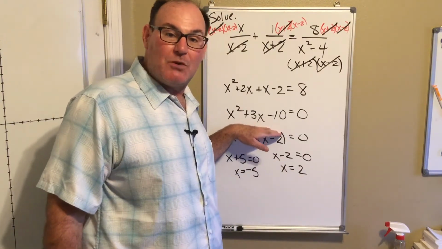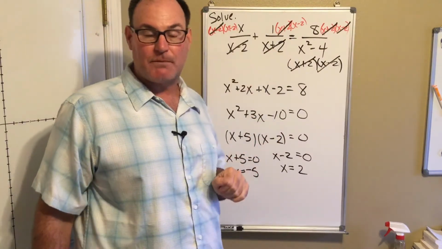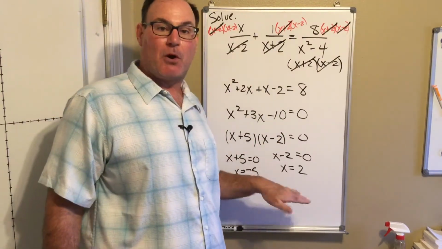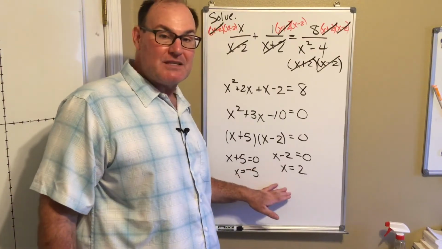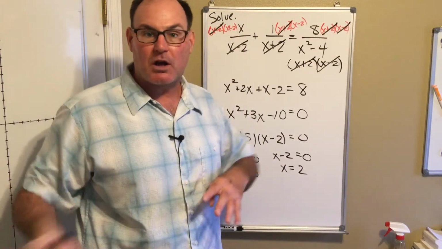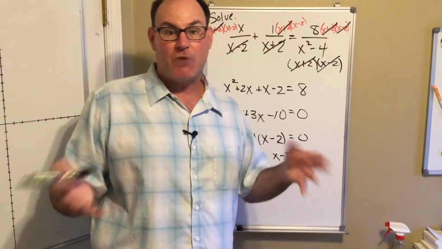But I have to take into account that I started with a rational equation. You have to make sure your answers are part of the domain. You might keep both of these answers. They might both work. They might both not work. One of them might and one of them might not. You've always got to check.